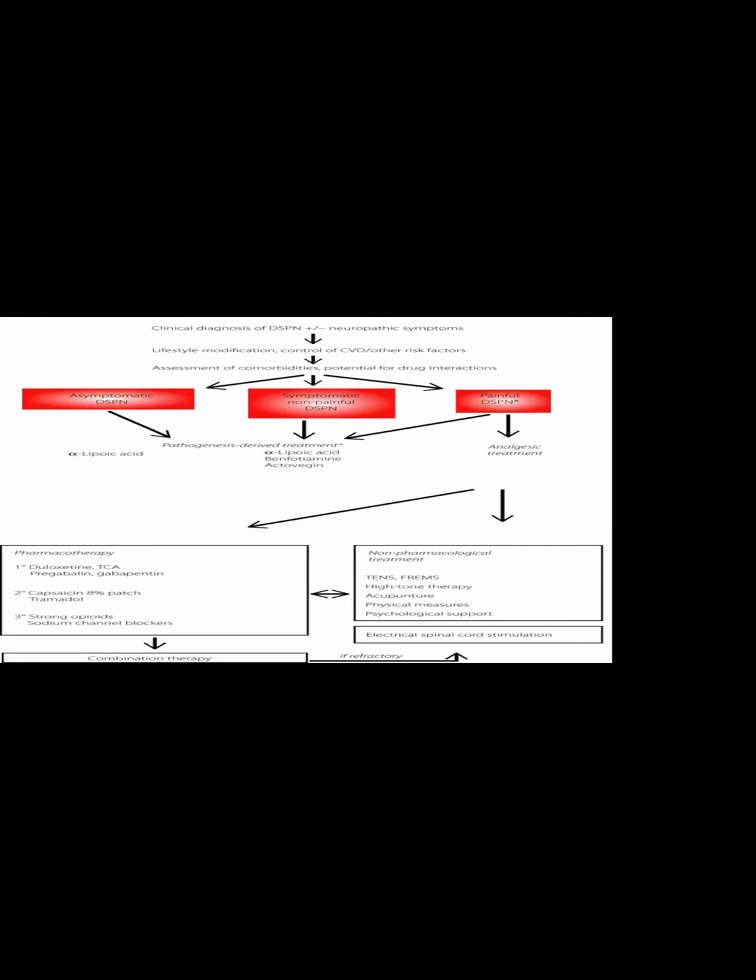So how do we treat patients with diabetic neuropathy? Diagnosis is important. Before we can treat, we must have a diagnosis. And we have already said how to make the diagnosis: history, physical examination, and we also confirm by laboratory investigation. And what's the treatment? If we follow this outline, we have lifestyle modification.